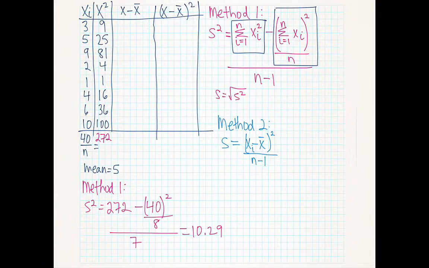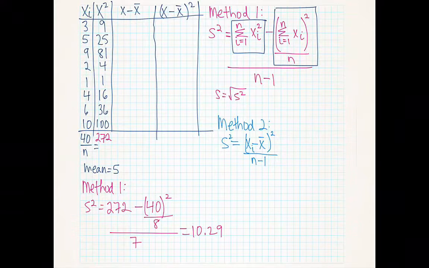Method 2, up here, says that the sample variance, s squared, is equal to the distance from each individual data point minus the mean of the entire set. So taking that difference, squaring it, and dividing by n minus 1. Remember the first thing we had to do was to find our mean, so our mean is 5.